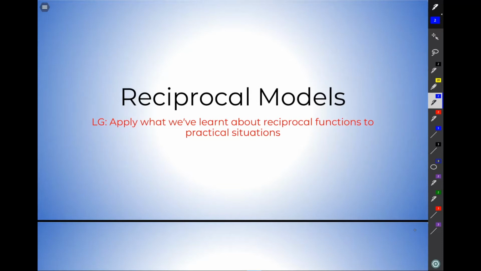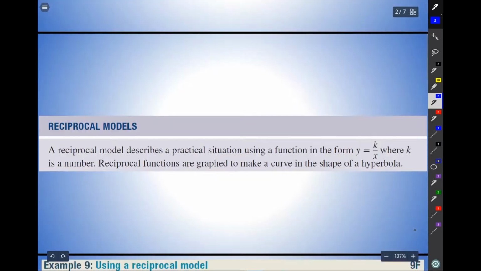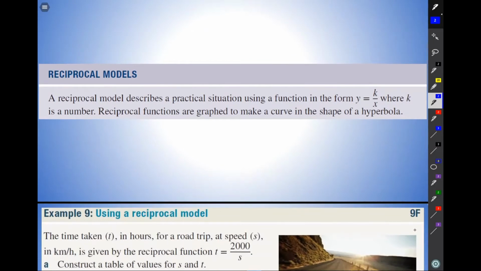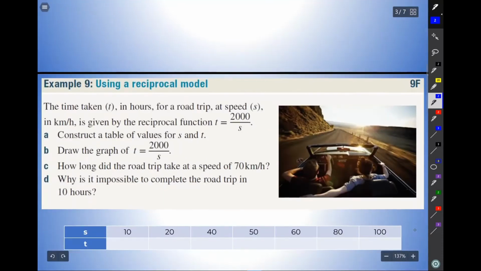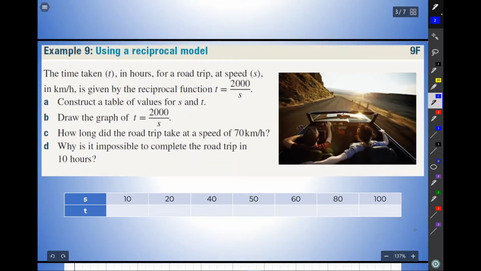Alright everyone, last piece of new content. Now we're applying reciprocal functions to practical situations. So this is basically saying what we're doing here. We're looking at practical situations that can be modeled in this form. And this is just one such practical situation.